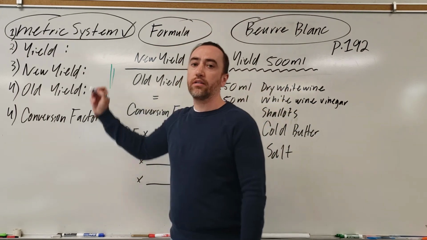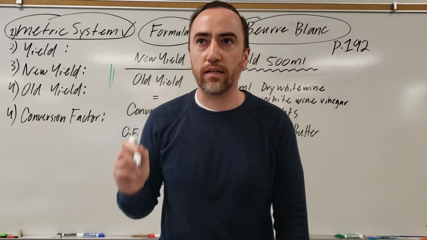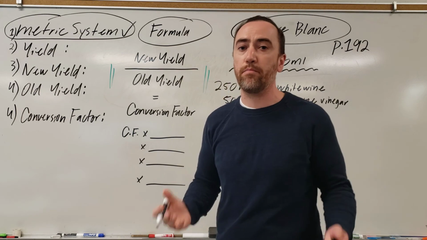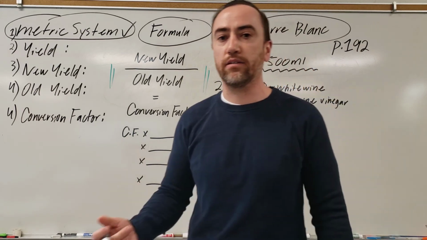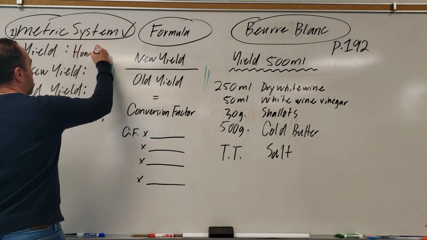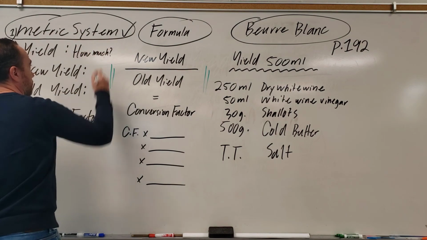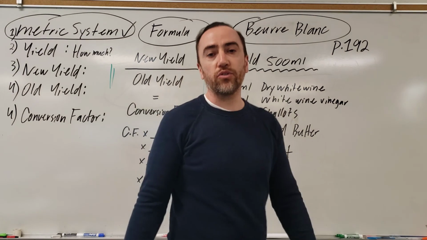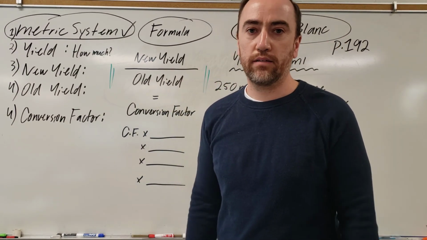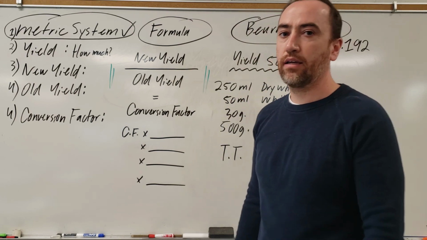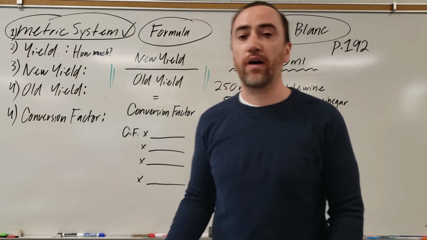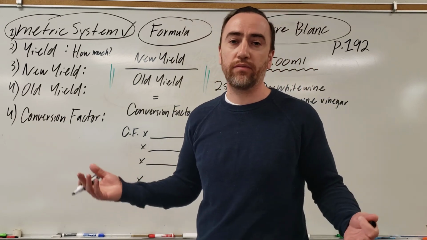First one is yield. We're going to define that. What does yield mean in the culinary context when you're talking about recipes? It means how much does the recipe make? How much does the recipe yield? If it's a soup, it might say 500 milliliters, 1 liter. The list goes on and on, okay? If you buy a bag of Doritos and it says 125 grams, that bag yields 125 grams, okay?